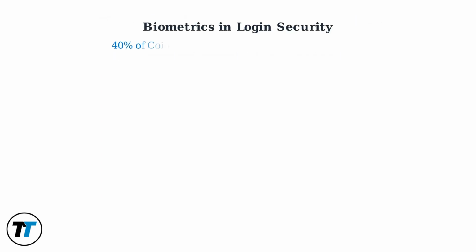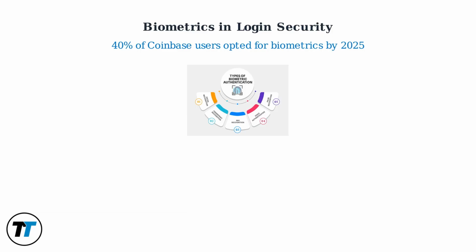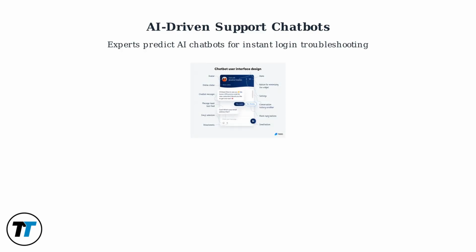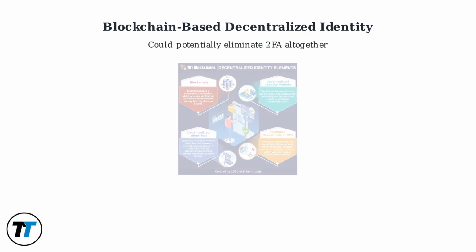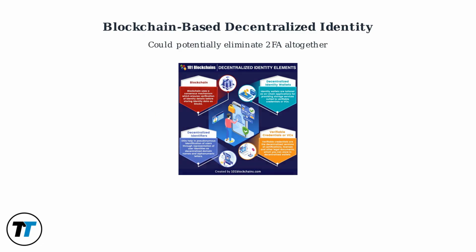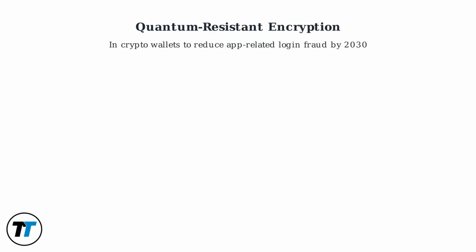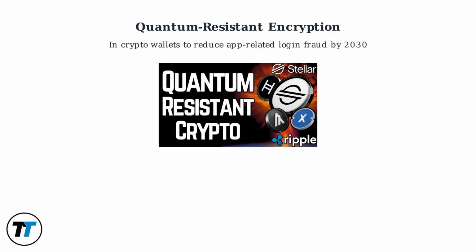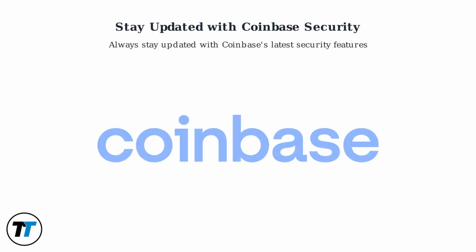The future of Coinbase login security involves biometrics and AI. By 2025, 40% of Coinbase users opted for biometrics, providing seamless and phishing-resistant access. Experts predict AI-driven support chatbots for instant login troubleshooting, potentially cutting support wait times from hours to minutes. Blockchain-based decentralized identity could potentially eliminate 2FA altogether, though adoption is slow due to regulatory hurdles. Expect quantum-resistant encryption in crypto wallets to reduce app-related login fraud significantly by 2030. Always stay updated with Coinbase's latest security features.